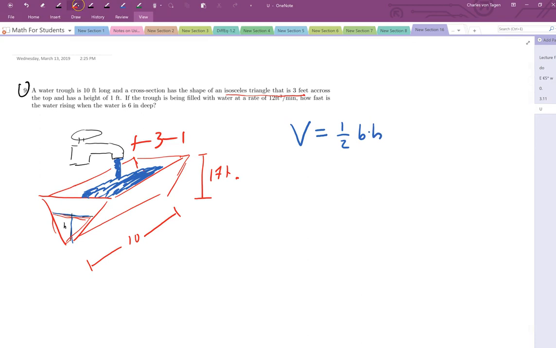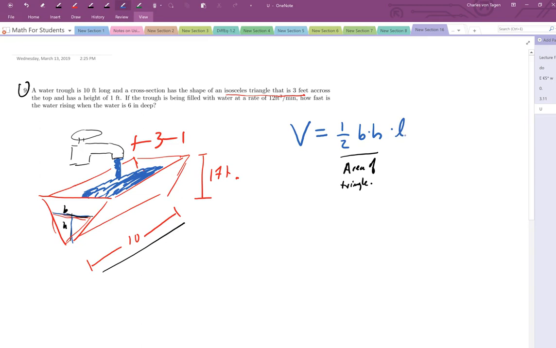So let's see here. Here I've already labeled this dimension right here as the height of the water triangle. And let's go ahead and label this base as the base of the water triangle. Okay, so that gives me the area. This is the area of the triangle, right? That is the cross section of the water. And then we've got to multiply it by this third dimension here, which we'll go ahead and call L initially.